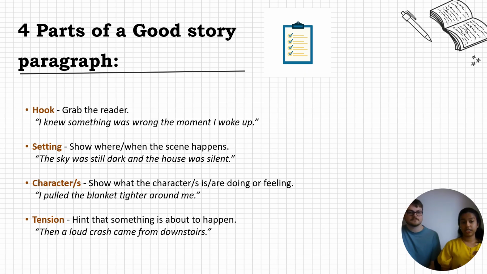I hope up to this point this is clear for you. So, the four parts of a good story paragraph that you're going to write next should be the hook. First, you have to grab the reader. And the setting, show where and when the scene happens. And the character or characters, showing what the characters are doing or feeling. And the next part is tension, a hint that something is about to happen in the story.